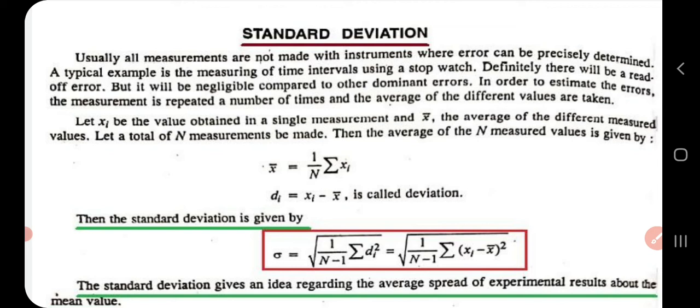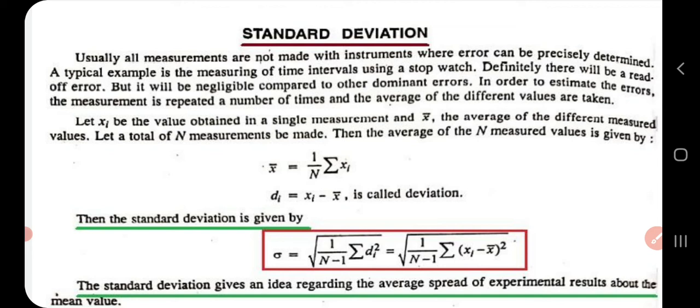Usually, all measurements that we make with instruments will have some error, but it is not possible for us to determine the error accurately, and that error involved in the measurement will be reflected in our results. For example, if you are measuring time intervals using a stopwatch, definitely there will be a reading error. However, that error is negligible, that is, you can ignore it when compared with the other errors that are possible in the measurement.